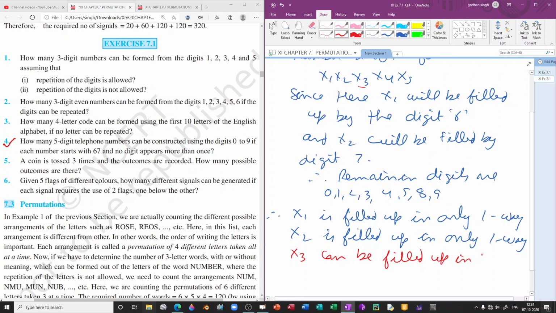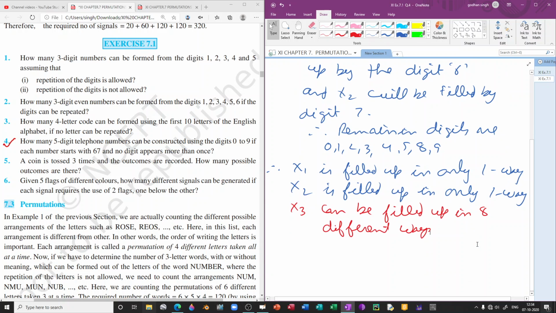x3 can be filled up in 8 different ways. And in the same way, if we move further, we will go for x4. Now x4 can, because already we have 8 digits, out of which 1 has been used here, and repetition is not allowed, x4 can be filled up in how many ways? 7 different ways.